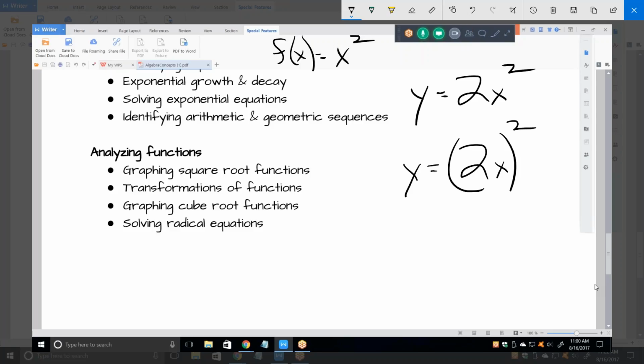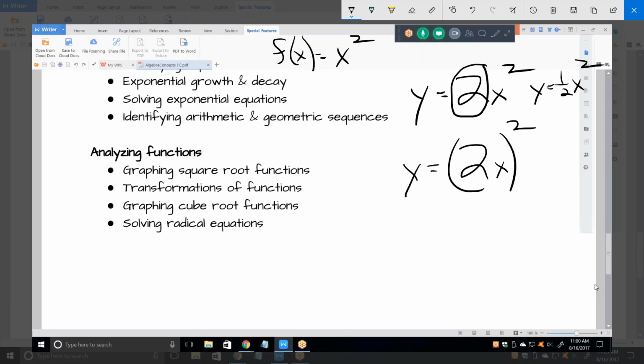Horizontal shrink. Yes. They go opposite. In other words, with vertical stretches, that number has to be greater than 1. If it's a vertical shrink, that number is less than 1.